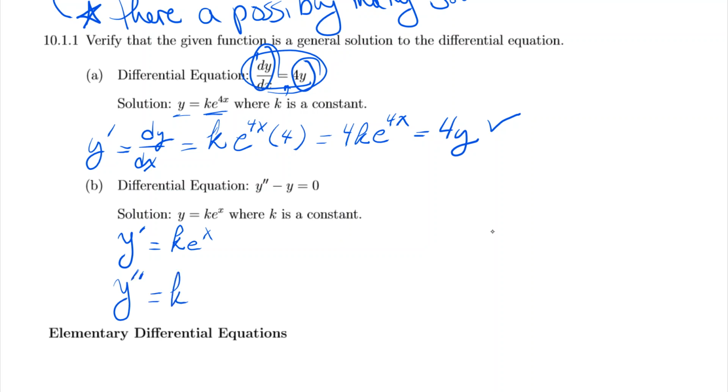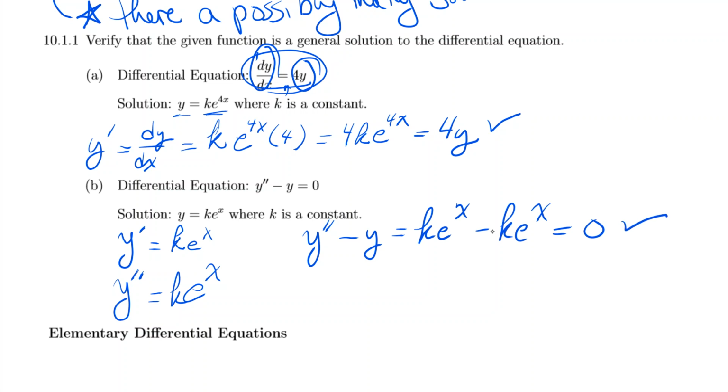Remember, constants factor out. The derivative of e to the x is e to the x. So if I do y double prime minus y, that's going to be equal to, well, y double prime we just established is k e to the x, and the original y was also k e to the x. So it appears that this is 0, so that appears to work as well. So there we go. We checked some stuff to see if they were equal.